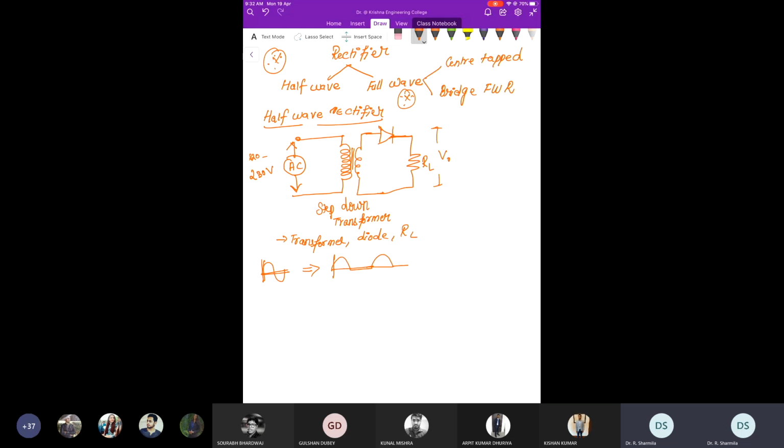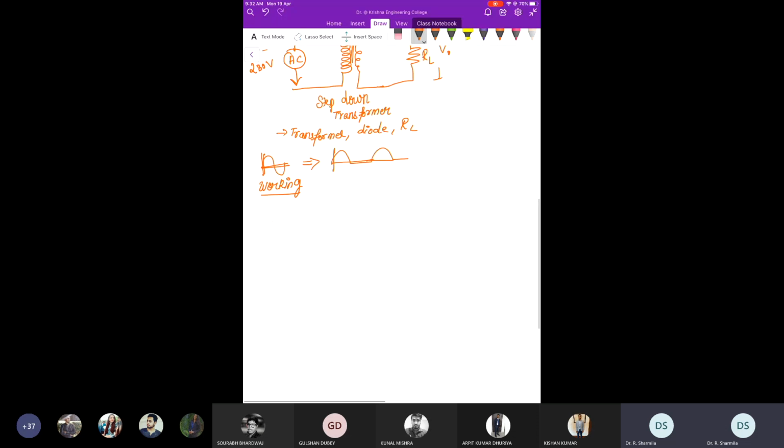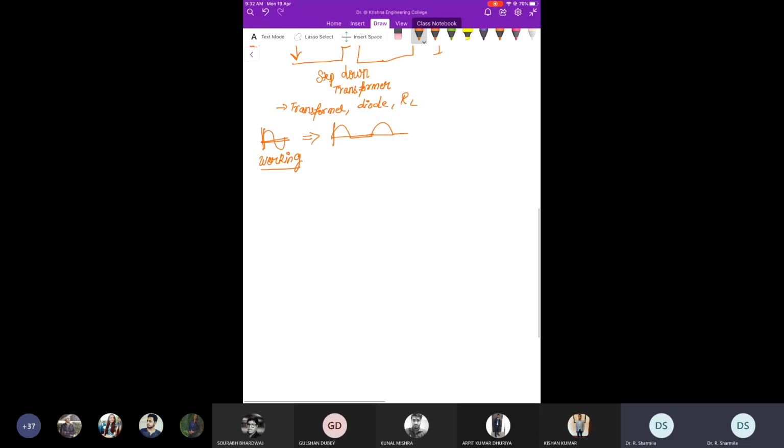Now I will explain you the working of this half-wave rectifier circuit. As I already told you, the input for the half-wave rectifier is a sine waveform. That is, I am going to apply an AC signal only, so in the output I should get the DC value. First, I am going to consider the operation of the half-wave rectifier during the positive half cycle.